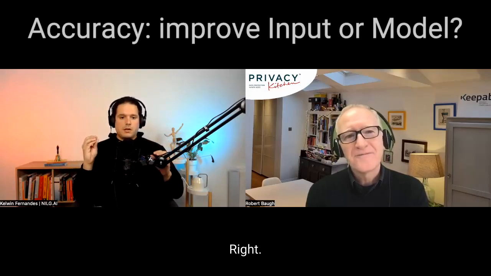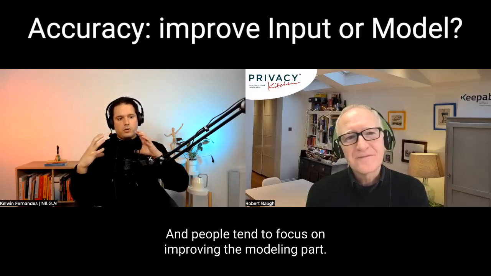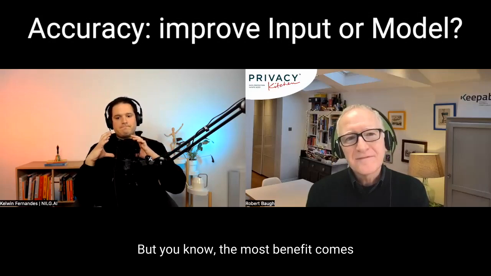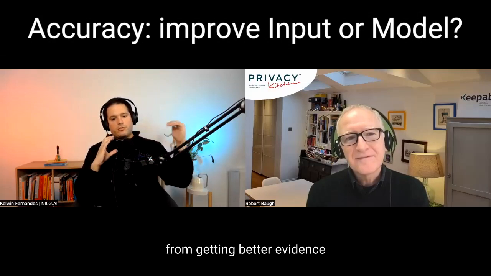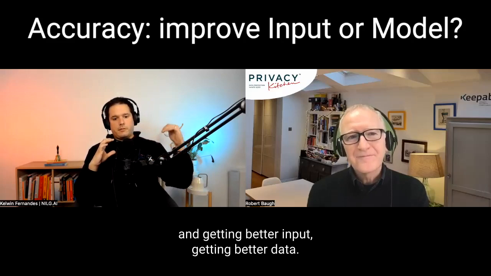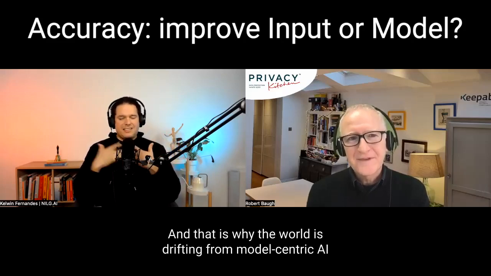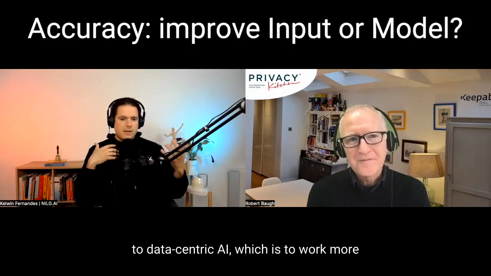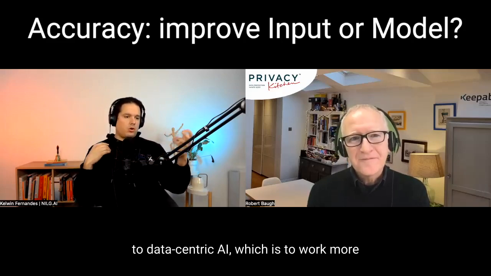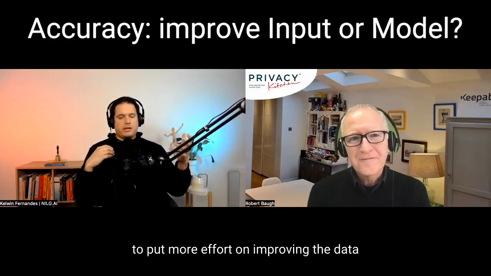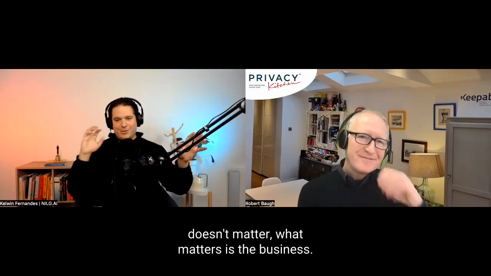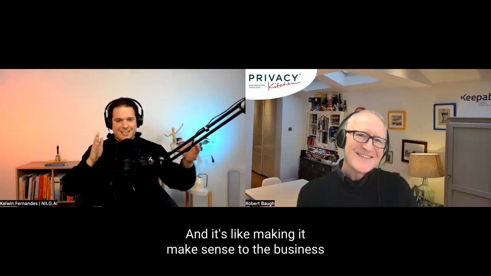Right. Okay, and people tend to focus on improving the modeling part, but the most benefit comes from getting better evidence, better input, better data. And that is why the world is drifting from model-centric AI to data-centric AI, which puts more effort on improving the data and not so much on improving the model. And then we say also the data doesn't matter. What matters is the business, making it make sense to the business and being business-centric.